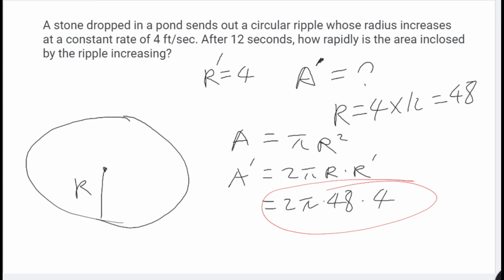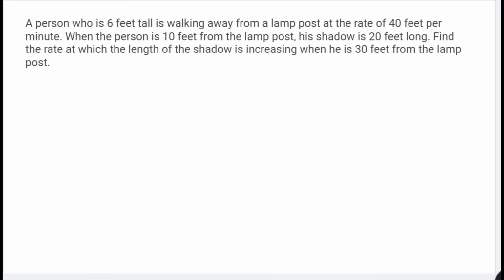All right, pretty simple problem. We went through all the steps discussed earlier. Draw a picture, identify quantities, identify rates, set up an equation, differentiate, solve for the unknown rate, A prime in this problem. Okay, let's see a different problem.